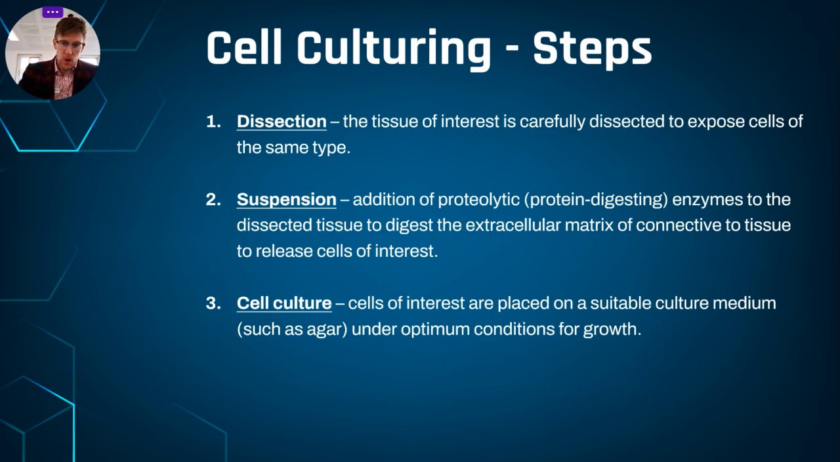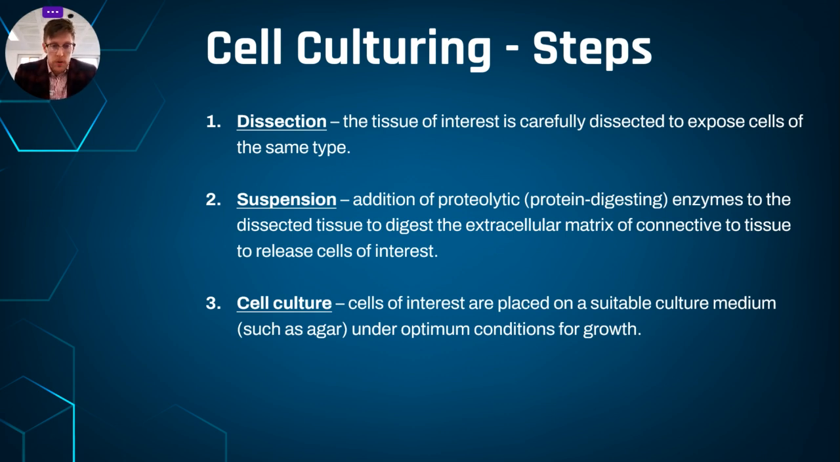But in essence, culturing as a process is broken down into three steps. The first part is the dissecting step, where we need to take the tissue or the cells of interest. So say we're looking at being able to culture skin cells, we need to take a sample. So we dissect it to expose the cells of the same type. So we get a sample of skin cells and we then get them ready.